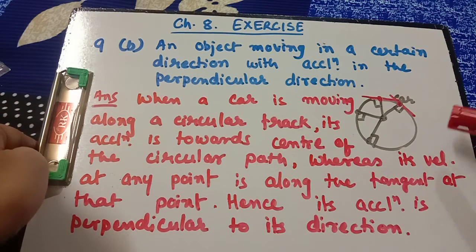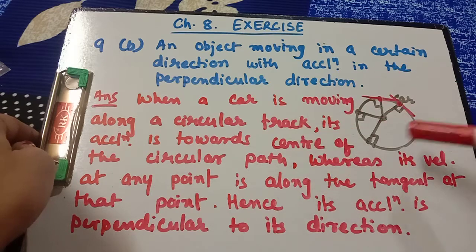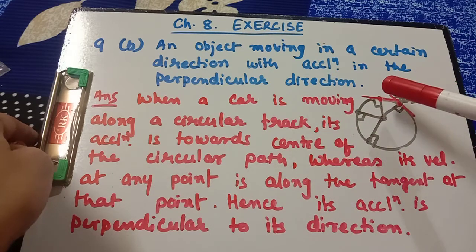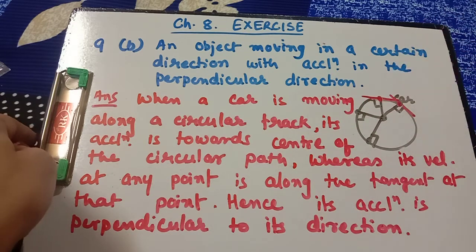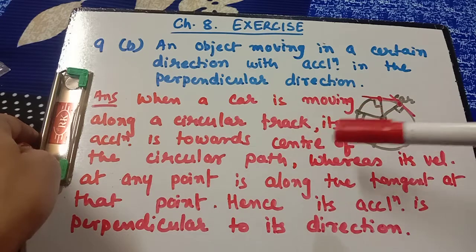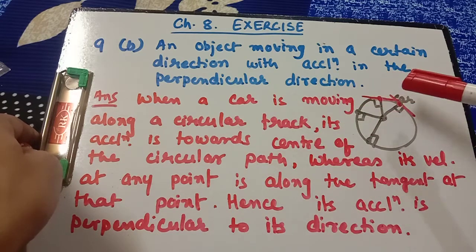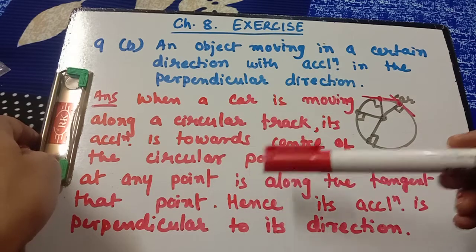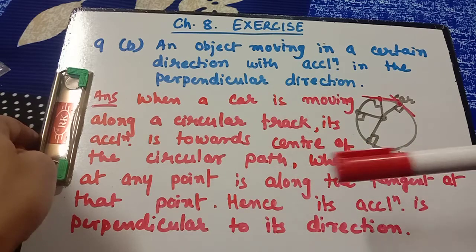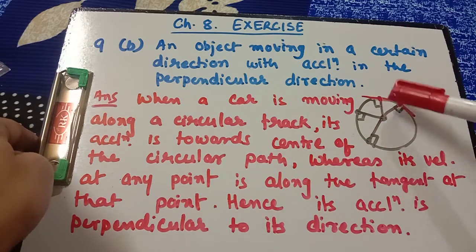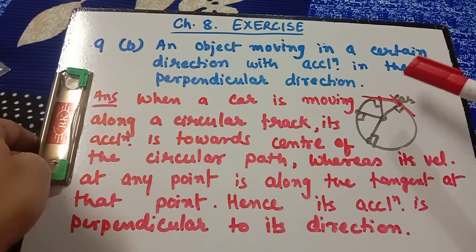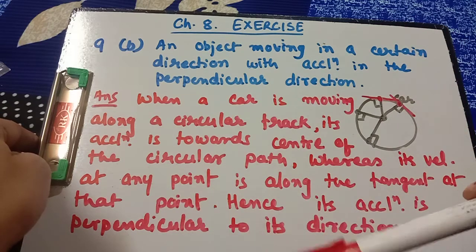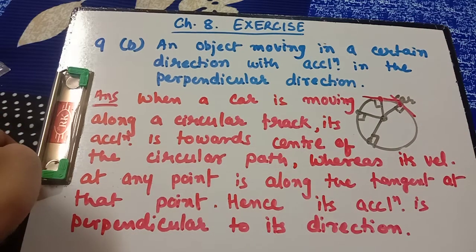Whereas its velocity at any point, because it is a circular path, so many points are there, so every point will have a different velocity. Its velocity at any point is along the tangent that I have drawn here. Hence, its acceleration is perpendicular to its direction, because the radius and the tangent are perpendicular to each other. Just understand it well.